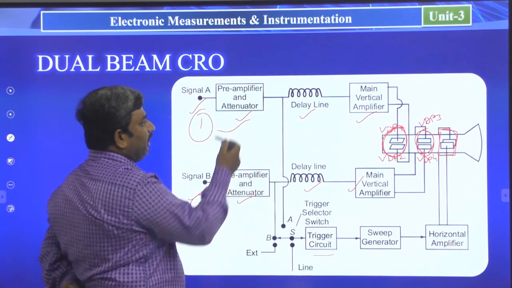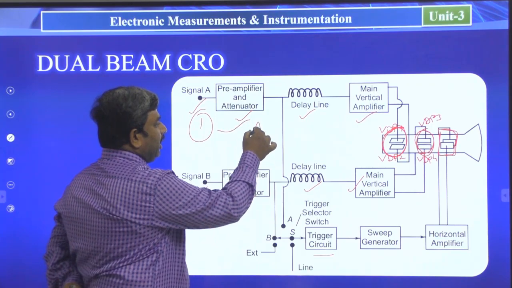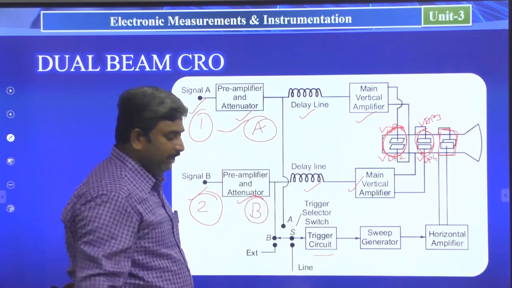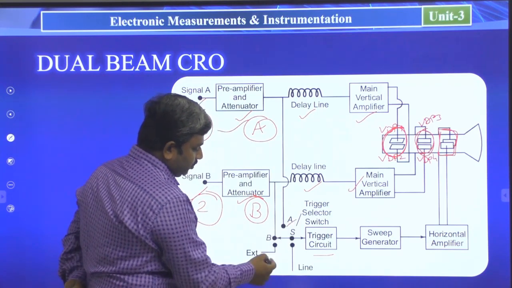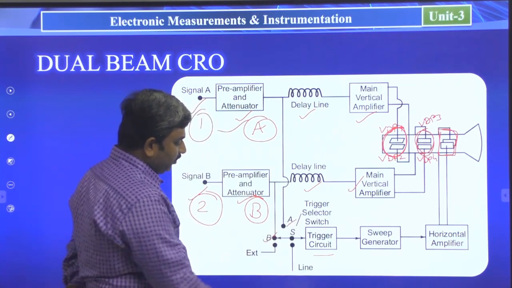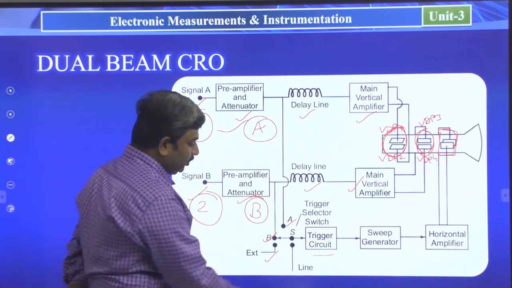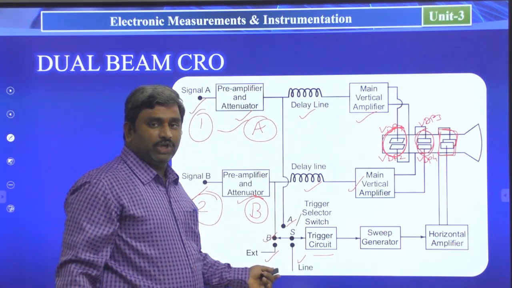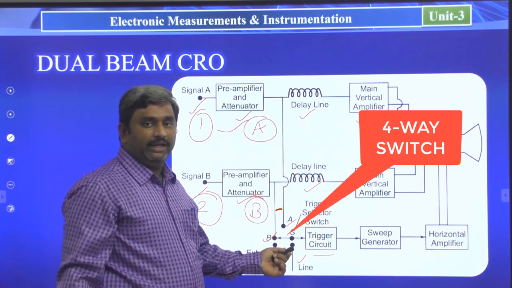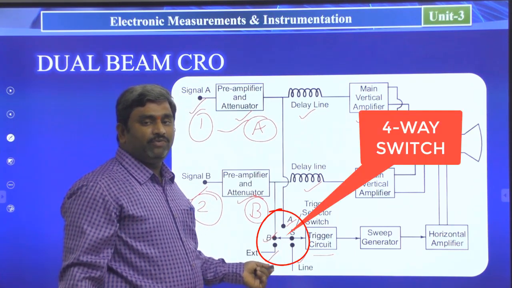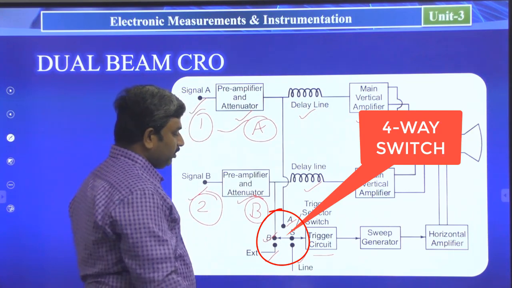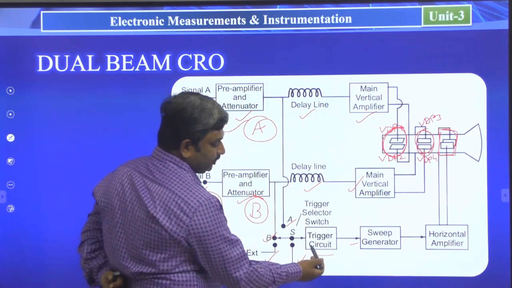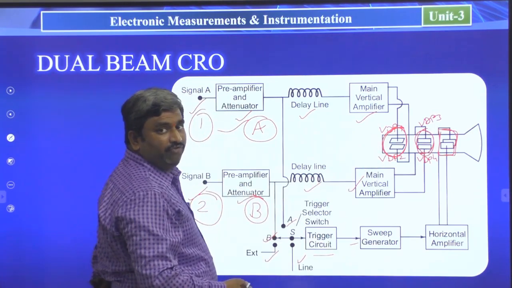The first channel I am representing with channel A, and the second channel signal I am representing with channel B. So channel A is one switch, channel B is another switch, the external is another switch, and line is another switch. Totally 4 channels of information are there. Finally, the switch is a 4-way selector switch. This is the horizontal direction information, where this connection leads to the horizontal deflection plates.